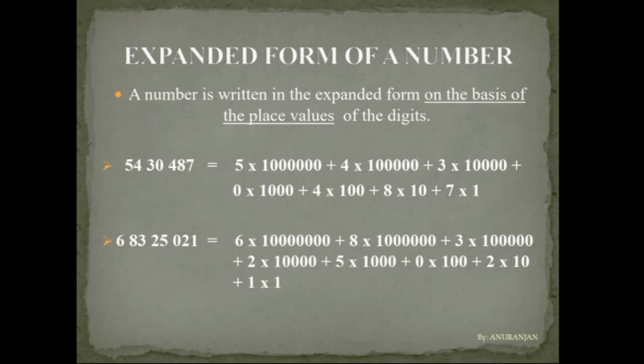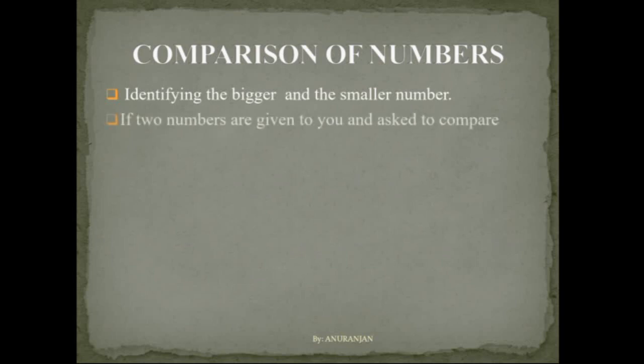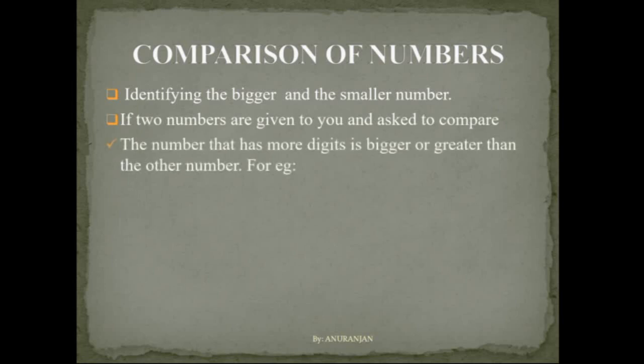I hope you have understood how to write any number in its expanded form. Comparison of numbers. Now what is comparison of numbers? It simply means identifying the bigger and the smaller number. If two numbers are given to you and asked to compare, the number that has more digits is bigger or greater than the other number.